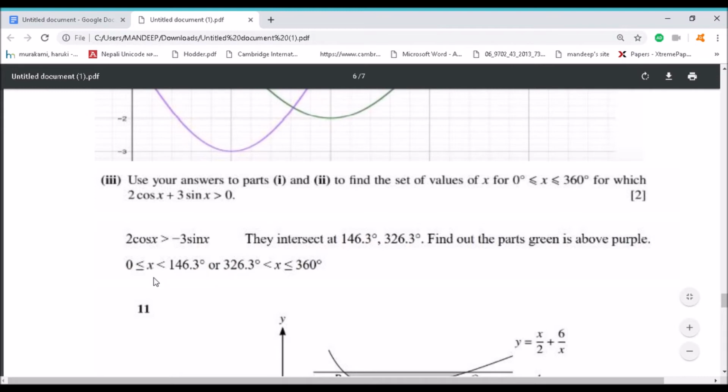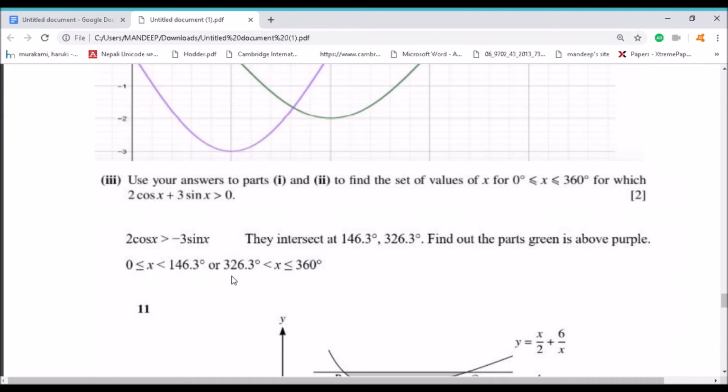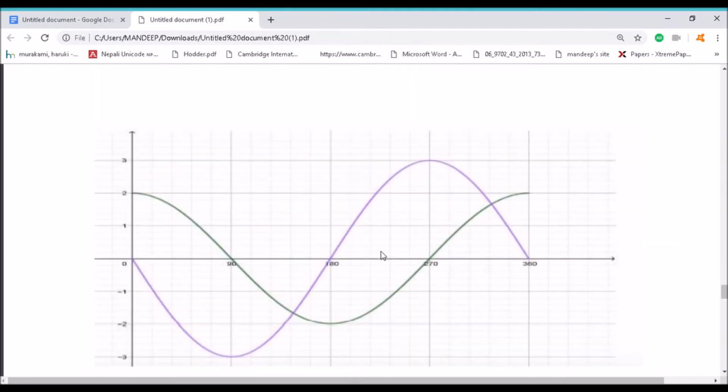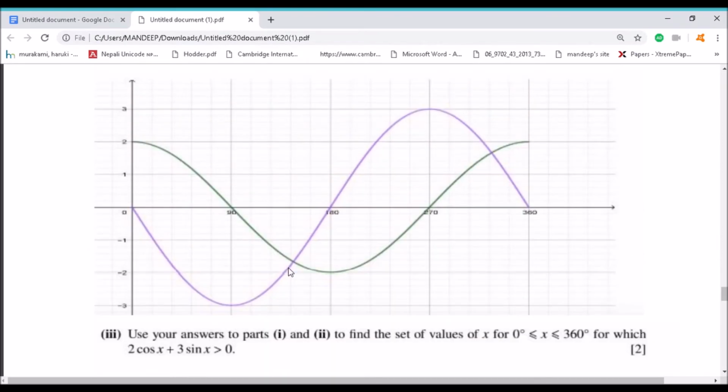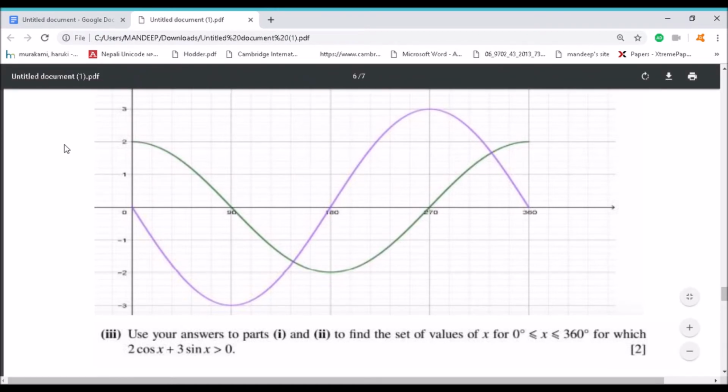You just have to find the parts above the purple. So it's going to be x greater than 0 but less than 146.3, or x greater than 326.3 but less than or equal to 360 degrees. We are finding the points where parts of green are above the purple line. So from here to here, the green is above the purple line, right? So that's what we find.